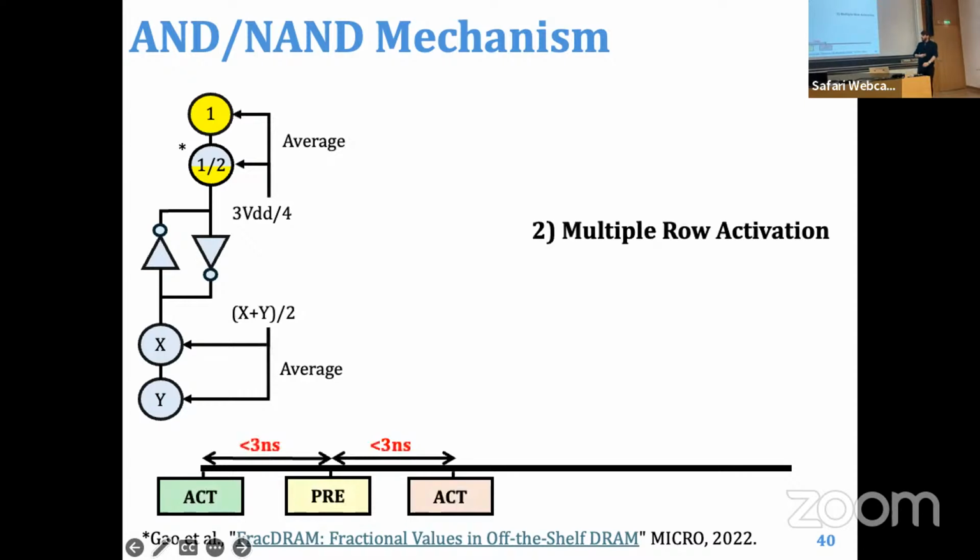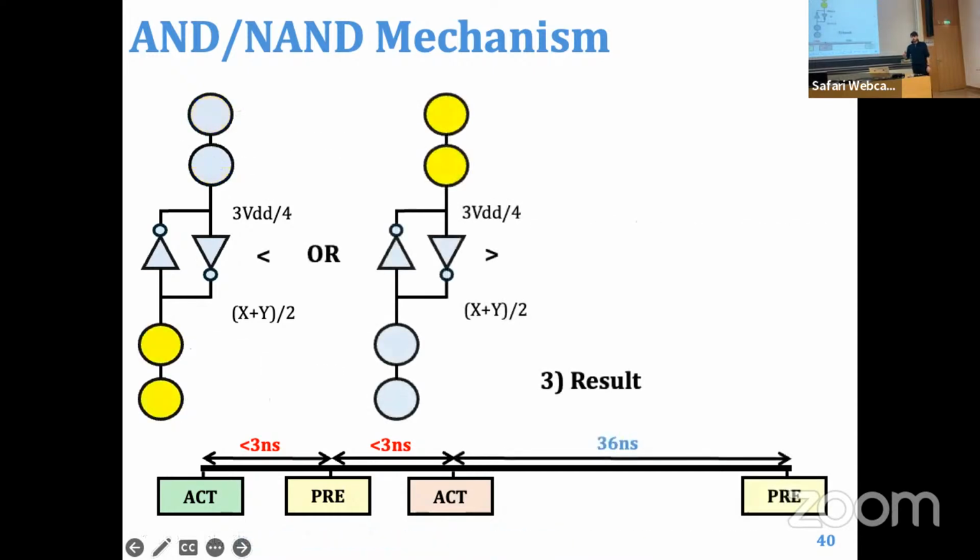So we activate all the rows that you can see, and we violate the constraints between them. So we activate the top, we precharge, we activate the bottom, all with violated time constraints. And we notice that in the connectors, we have the average of all the cells. So the average of all the cells in the reference subarray is 3VDD/4 in this specific case, and the bottom one is (X+Y)/2. Now, depending on what the value of the voltage is, we can have two results.